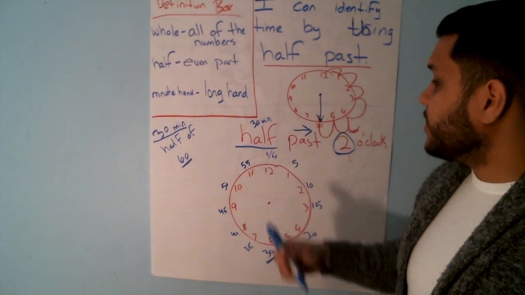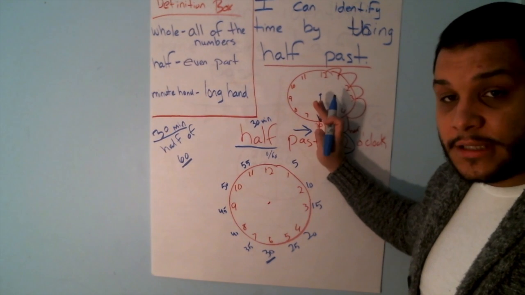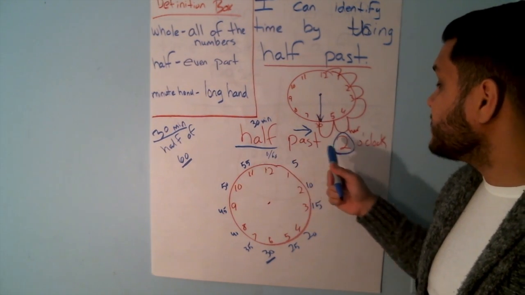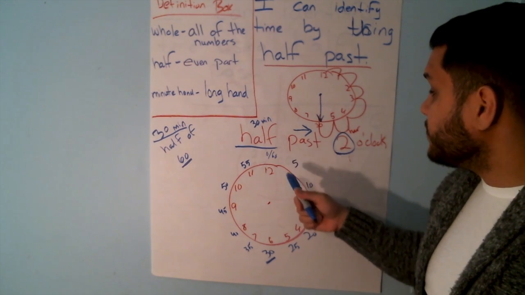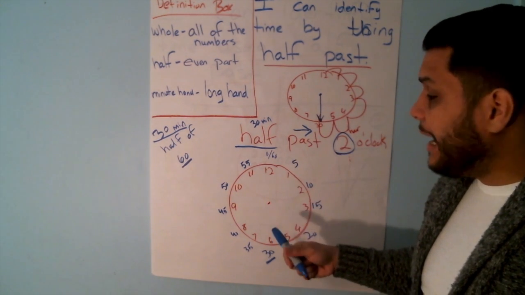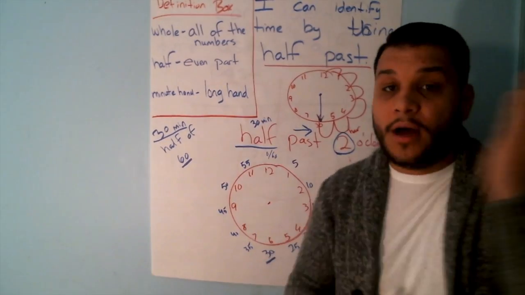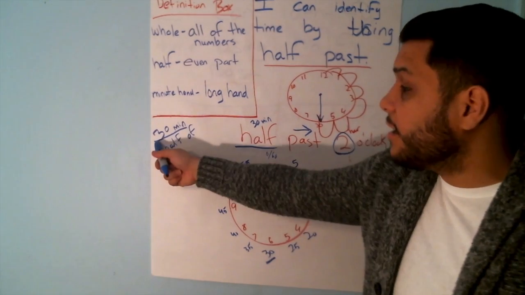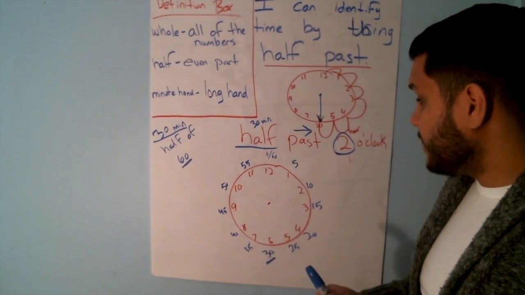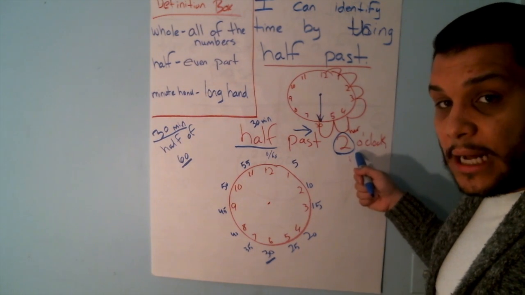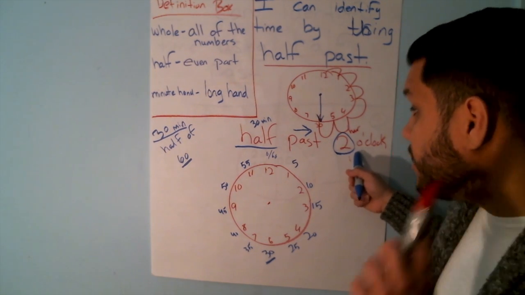So I'm going to start with my half past. I'm going to start with the first section of my question. It says half past something. If I'm talking about half past an hour, I know that there are 60 minutes in an hour and half of 60 is 30. Awesome. Then I know that the hour that I'm starting at is 2 o'clock.